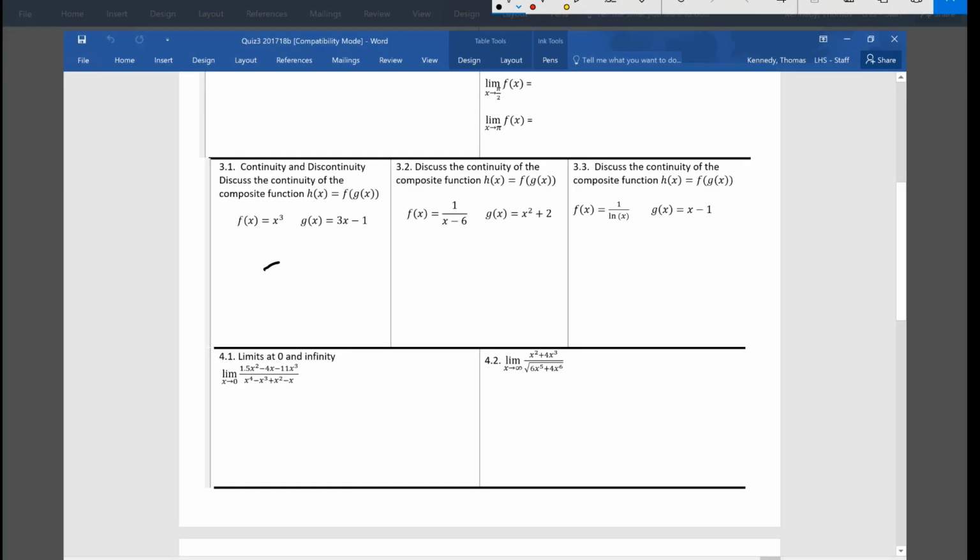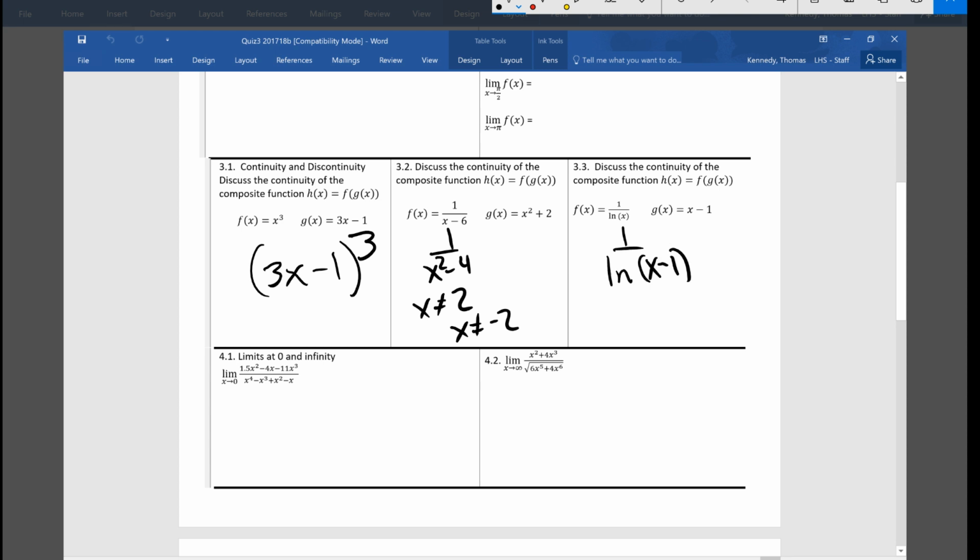This one was always good, because similarly to the one in the other version, cubing something, it doesn't care. There's no bottom of the fraction, no natural log, no square root, and no piecewise, so we have none of the problems. This one was 1 over x squared minus 4, so you couldn't be 2 and -2. And this one had a natural log instead of a square root, but it's basically exactly the same. You can't put 0 or negatives. It's never continuous at 0 or negative values. So x just had to be bigger than 1.